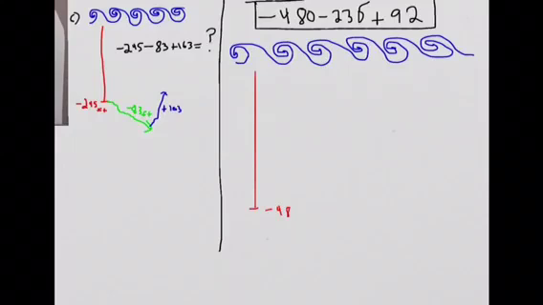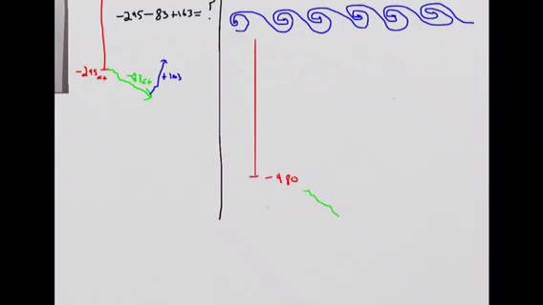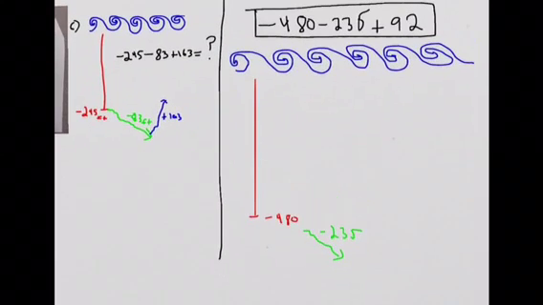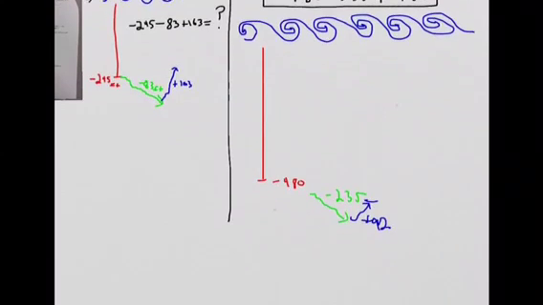Negative 480 feet. And then we're going to go further down, negative 235 feet. Actually, I'm going to erase that because that looks like I end up at negative 235, but that's not the case. Instead, I go down negative 235. And then I'm going to finish by going up 92. Okay, so up 92. And this is where I'm going to end up, right here. This space right here.